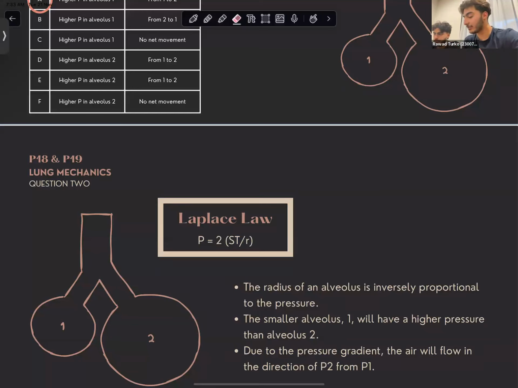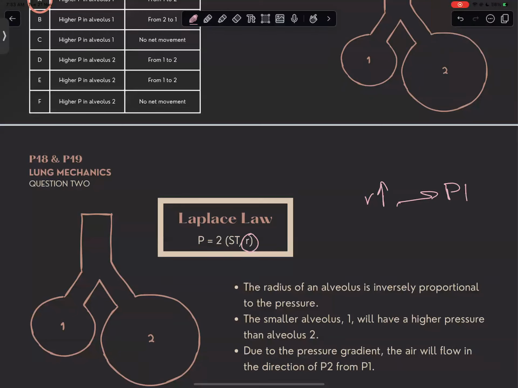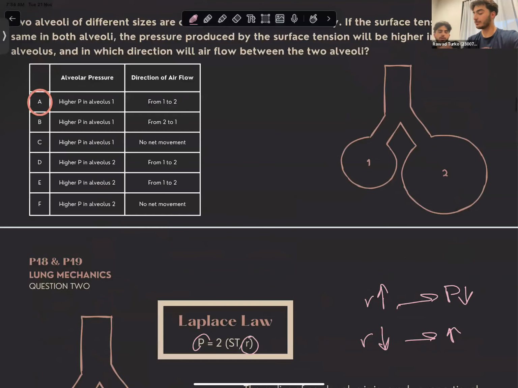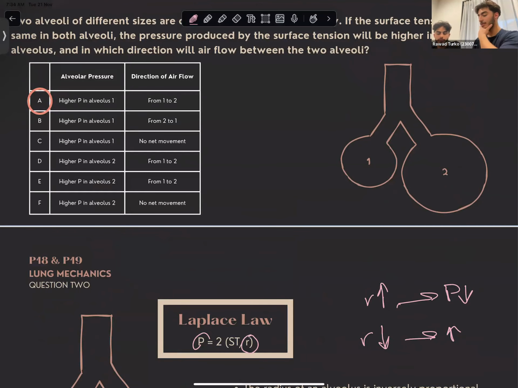Since pressure is inversely proportional to the radius, the radius is in the denominator. That means when radius increases, pressure would what? Decreases, because they're inversely proportional. As this increases, this will decrease, and the opposite is true. When this decreases, the pressure increases. Now, when diameter increases, what happens to the pressure?